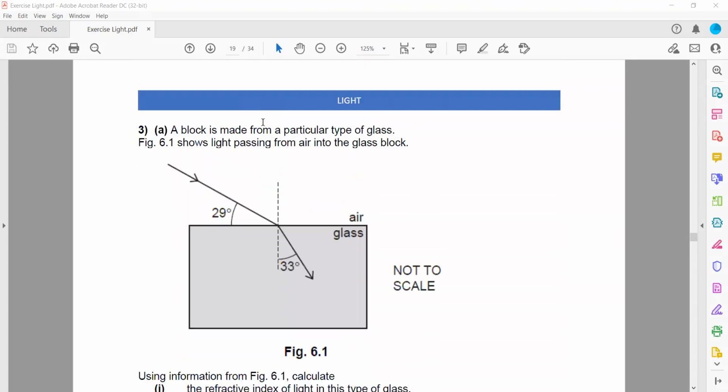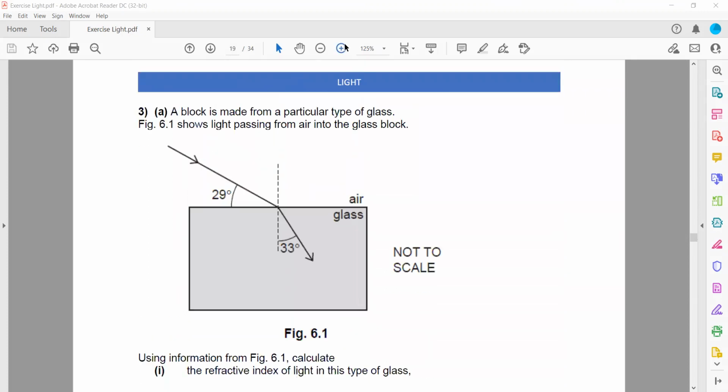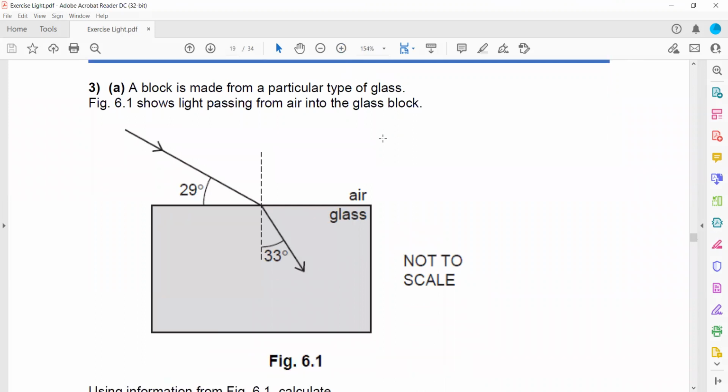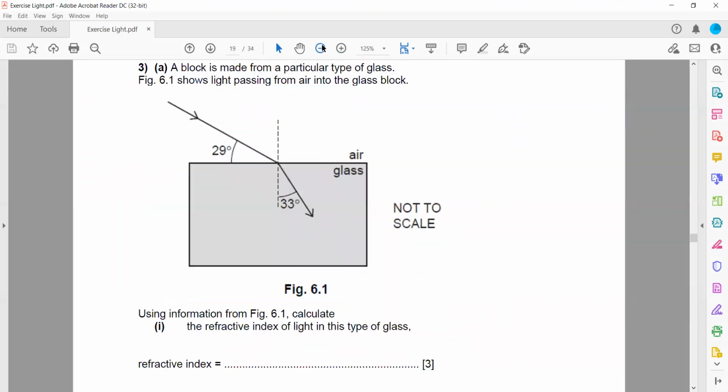Then another question. A block is made from a particular type of glass. Figure 6.1 shows a light passing from air to glass. We have to find the refractive index. Because it's moving from air to glass, the refractive index is sine i divided by sine r. So what is the angle of incidence here?